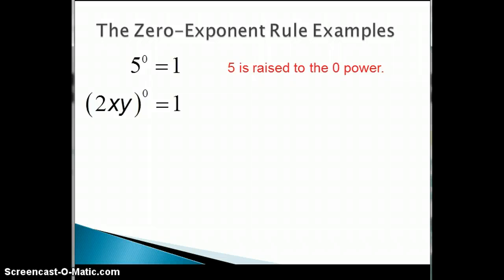Here's another example. This time we have an expression being raised to the 0. And so the 2 times x times y is our expression, and the whole thing is inside parentheses, so that tells us that we're raising that entire expression to the 0 power. So that's really just some real number being raised to the 0 power, and so by using the rule we see that we get 1.